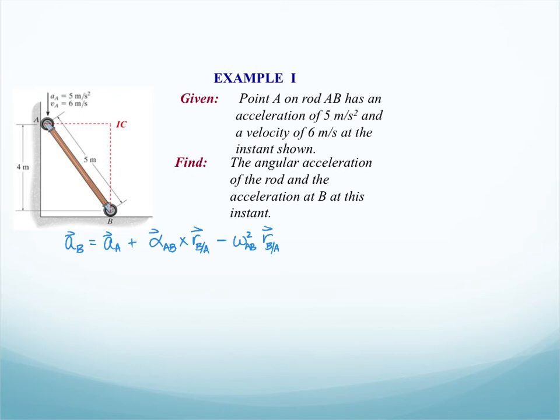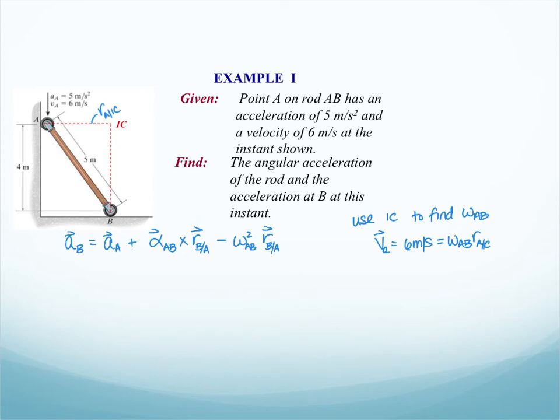So now we actually don't know a couple things here, but we do know the instantaneous center, and we could use the instantaneous center to find the omega of AB, because we know the velocity of A is 6 meters per second, and that's going to be equal to omega AB times the position of A with respect to the instantaneous center.